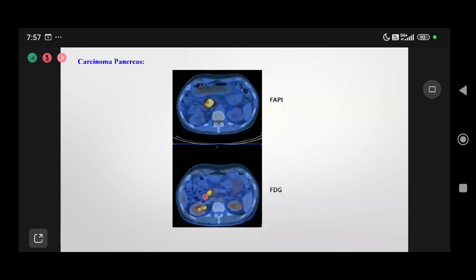This is in case of CA pancreas. We can see the FDG PET CT scan, the volume is this much, the FAPI volume is a little more.